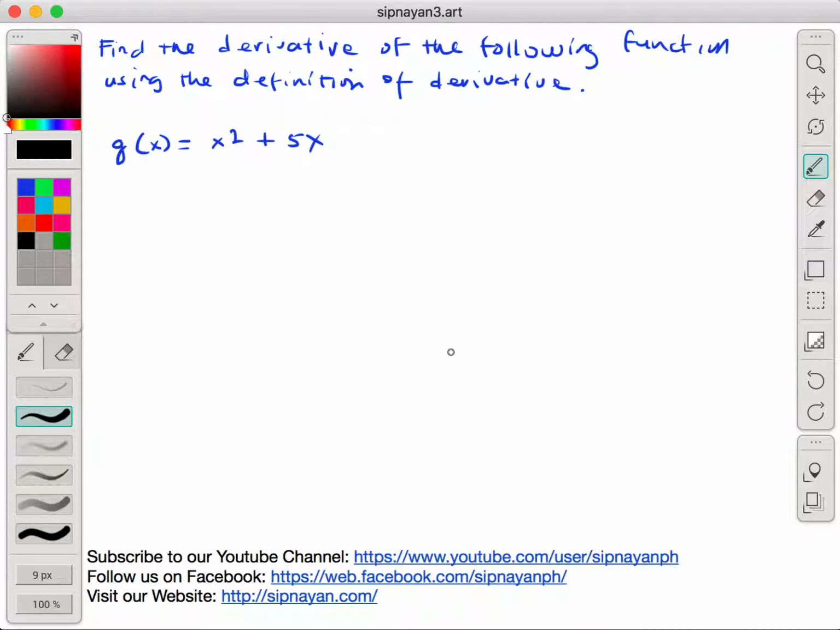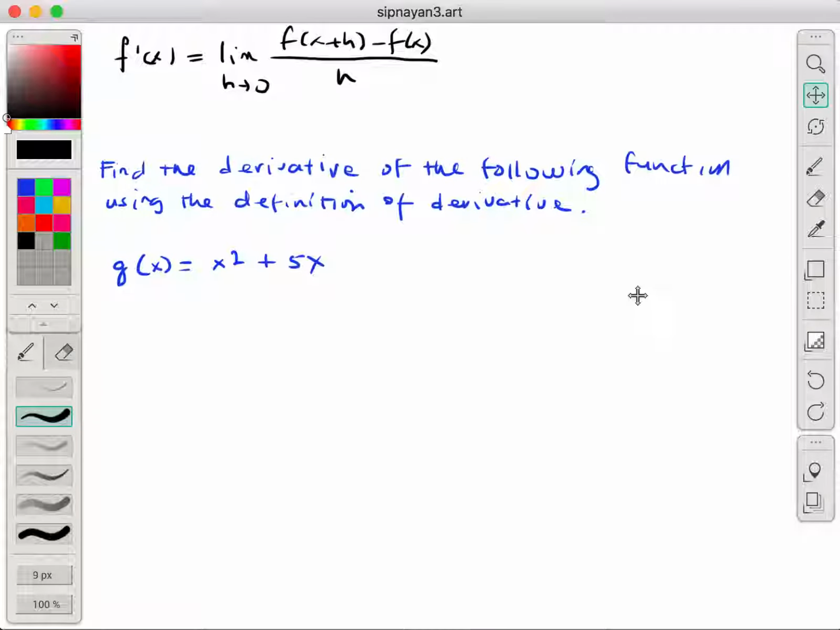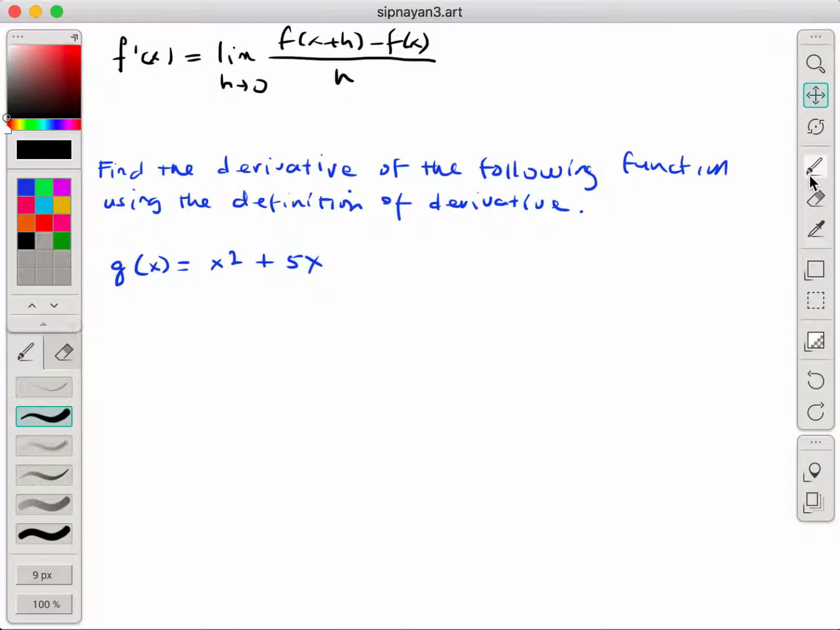In this video, we continue our series on calculus. If you've been watching this series, we are studying how to find the derivative of a function using the definition of derivative. Just a brief recall, the definition of the derivative of f at x is equal to the limit as h approaches 0 of f of x plus h minus f of x over h.